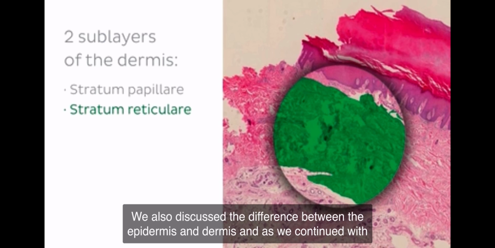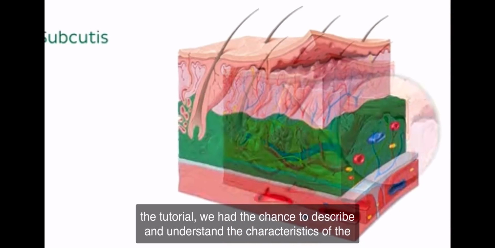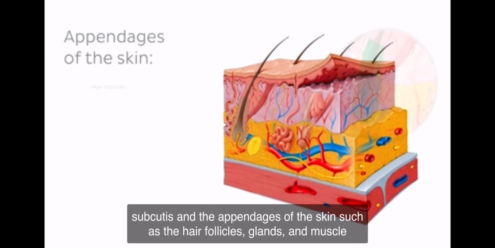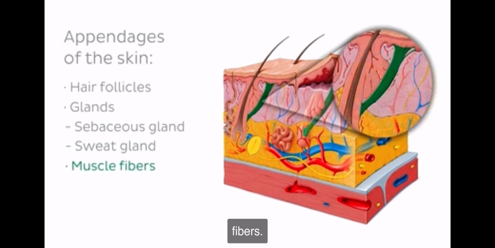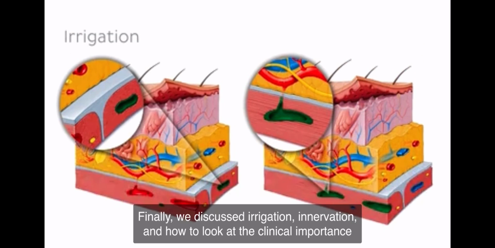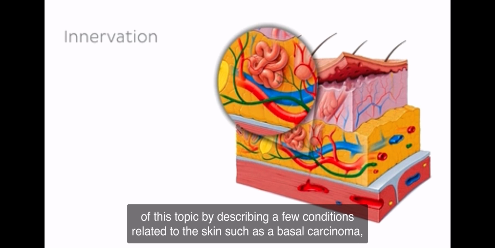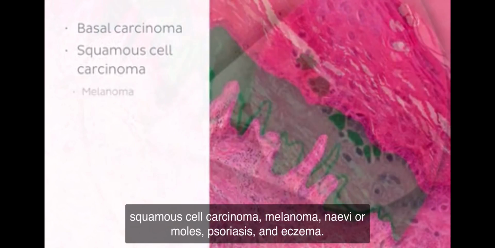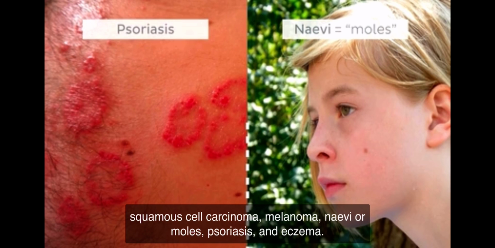And as we continued with the tutorial, we had the chance to describe and understand the characteristics of the subcutis and the appendages of the skin, such as the hair follicles, glands, and muscle fibers. Finally, we discussed irrigation, innervation, and how to look at the clinical importance of this topic by describing a few conditions related to the skin, such as a basal carcinoma, squamous cell carcinoma, melanoma, nevi or moles, psoriasis, and eczema.